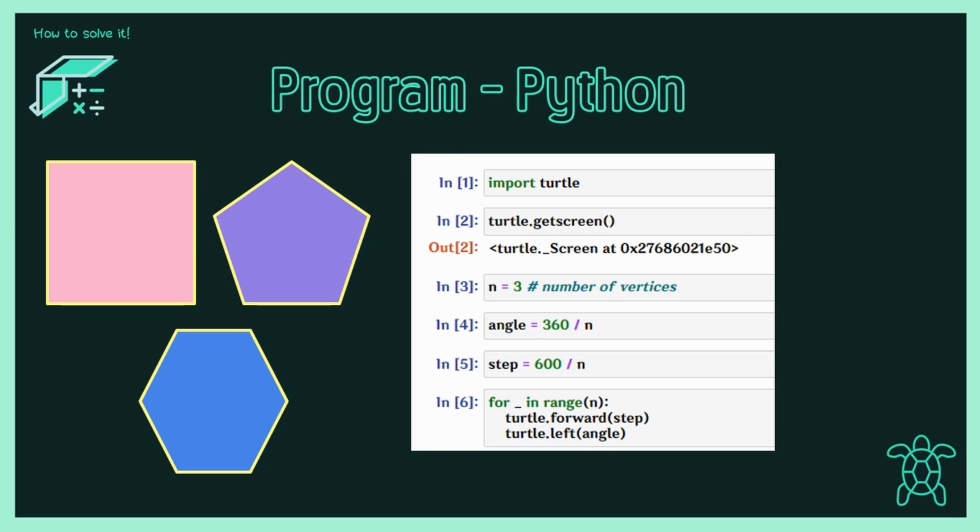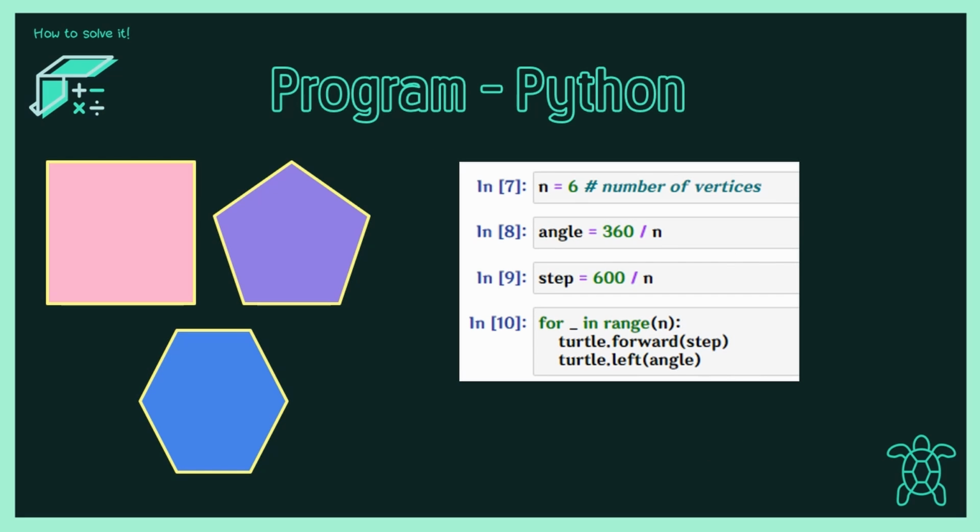times. And then if I want to make a regular hexagon, I change n to 6 and calculate the angle and steps again by running the two codes again. And after that, I run the for loop statement to create a regular polygon. So let's see the Python simulation.